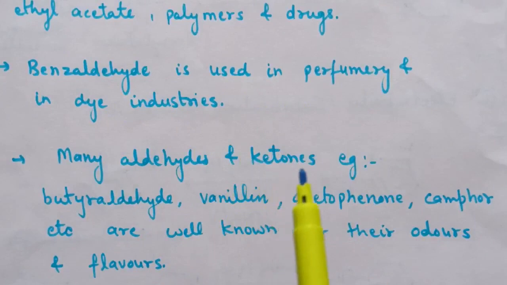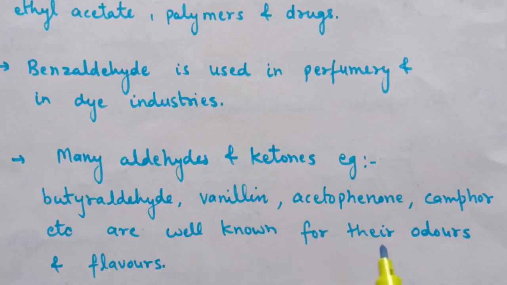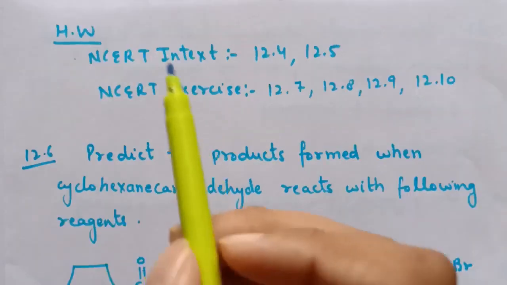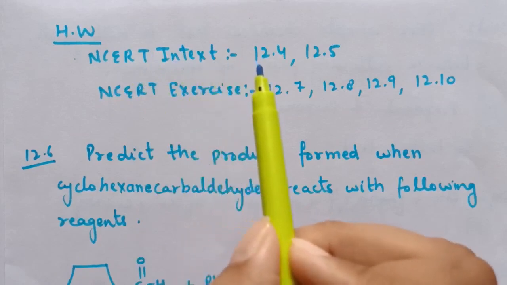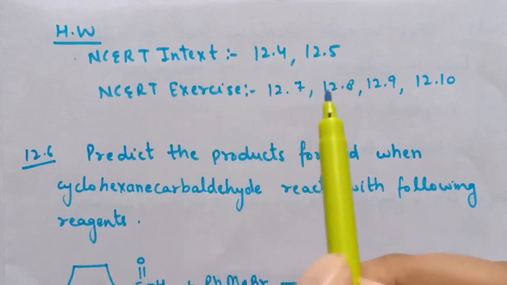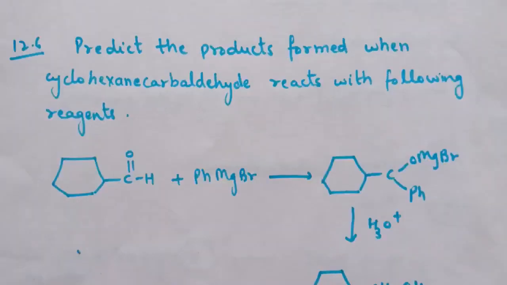Many aldehydes and ketones, for example butyraldehyde, vanillin, acetophenone, etc., are well known for their odors and flavors. So this is all about uses of aldehydes and ketones. After doing this, you can solve NCERT in-text questions 12.4 and 12.5 and NCERT exercise 12.7, 8, 9 and 10. Now I will be discussing the homework solution of lecture number 4.